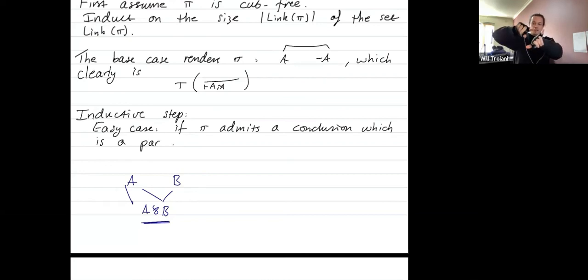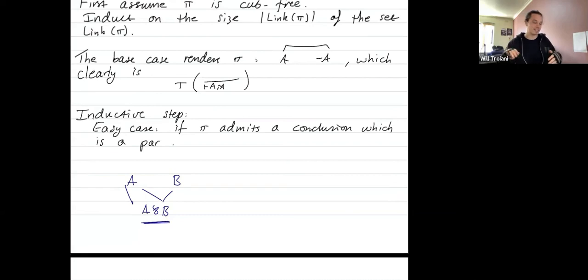Then if I remove that par link, all I do is shorten that long trip by one formula. So we've got some sequence that goes A down, followed by A par B down, followed by up A par B, followed by up A, right? If I remove those three elements, I'm still going to get a long trip, right? And so that case follows immediately from the inductive hypothesis. That's super easy.